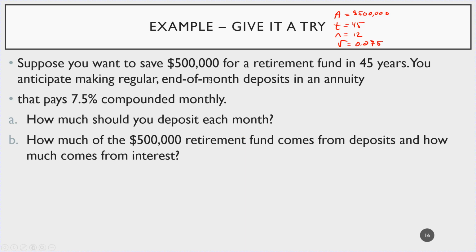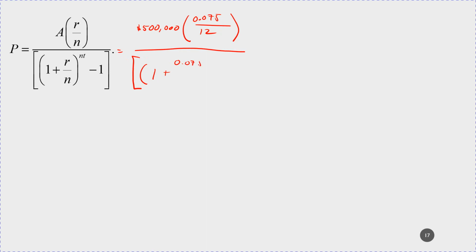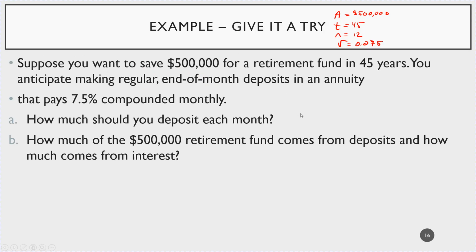All right, let's do it. You're just going to follow the formula here. The amount you want, $500,000, times the rate you were getting, 0.075, so 7.5%, divided by 12. And that whole thing is going to be divided by 1 plus 0.075 divided by 12, raised to the 12 times, and then remember, you're going to save for 45 years. 45 years, okay? Long time.